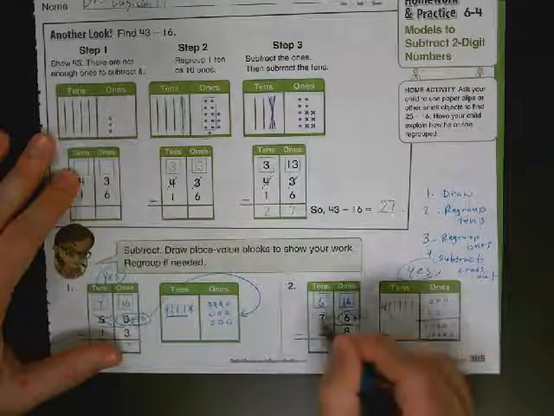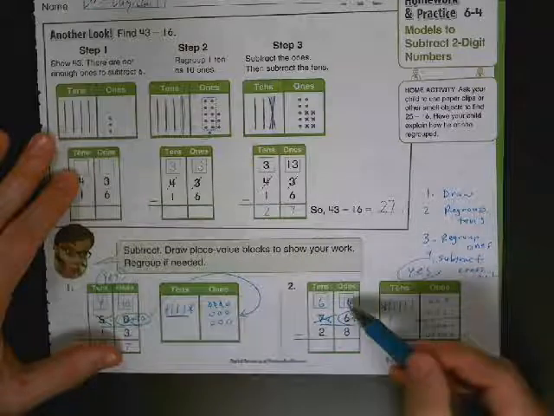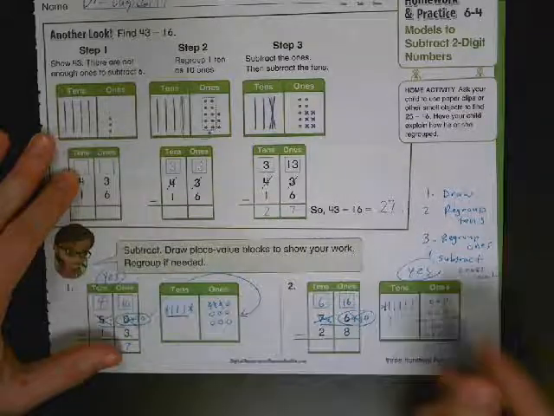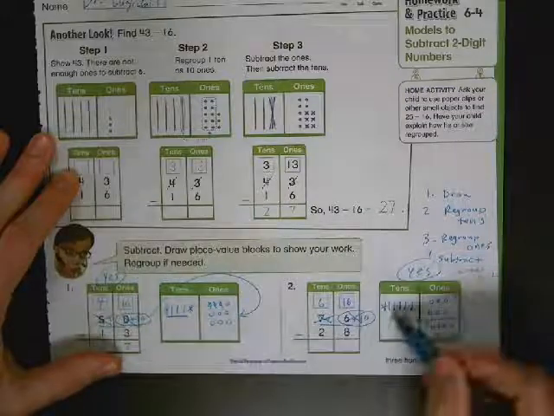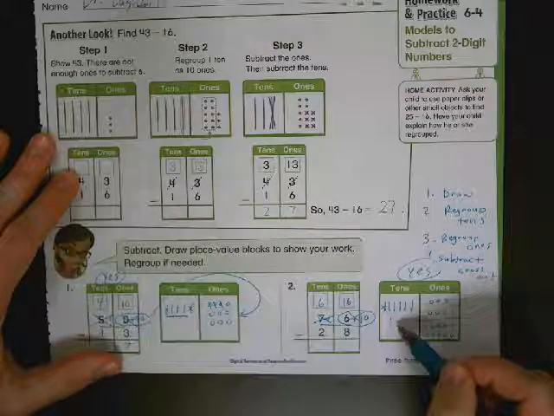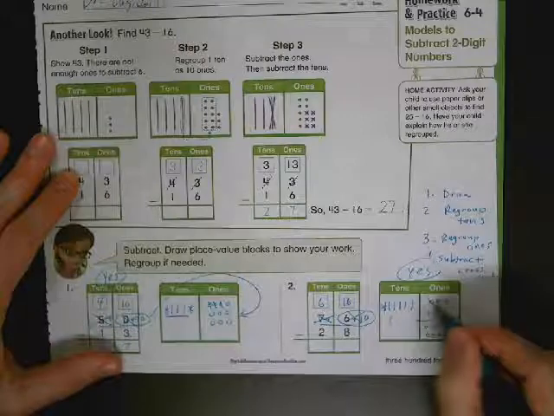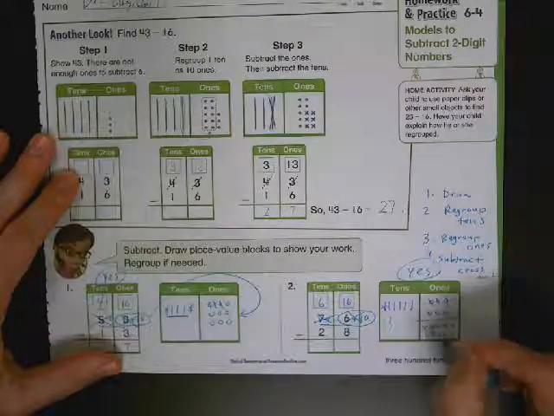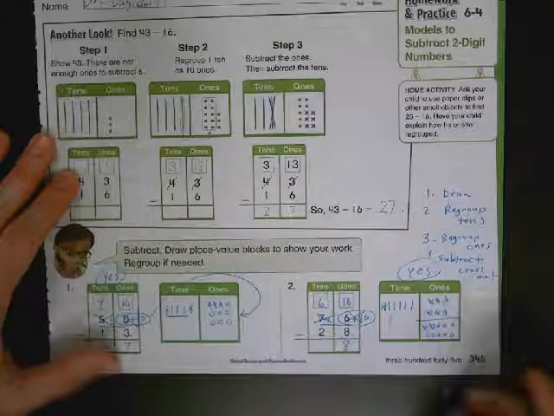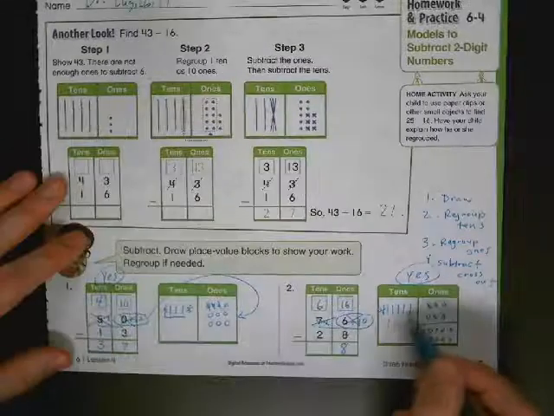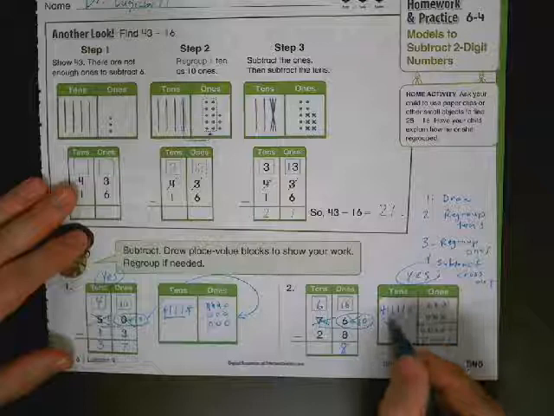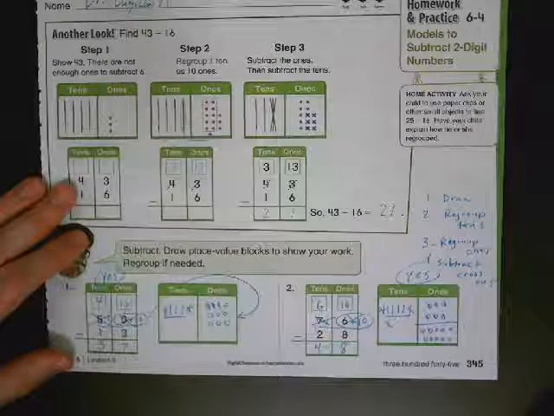Don't need this anymore. Don't need this anymore. Now I need to subtract. Cross out. And cross out. Let's start with over here. 16 minus 8. Well, I have 16. Cross out 8. 1, 2, 3, 4, 5, 6, 7, 8. How many do I have left? 8. Next, 6 minus 2. I have 6 tens. I cross out 2, and I have 4 remaining.